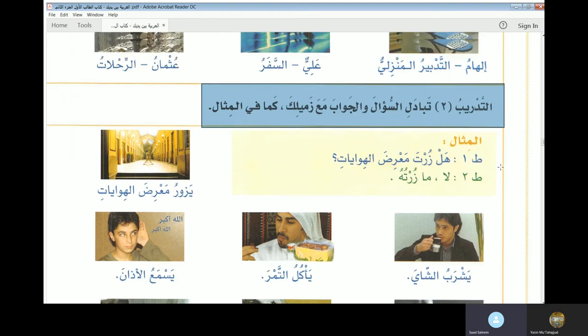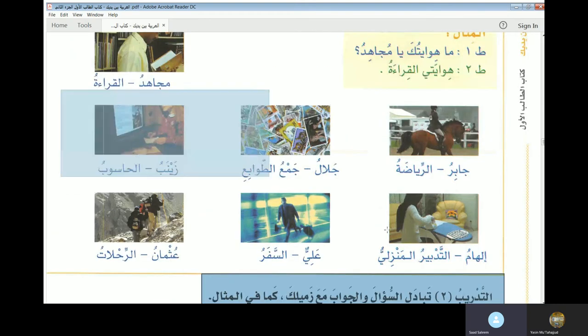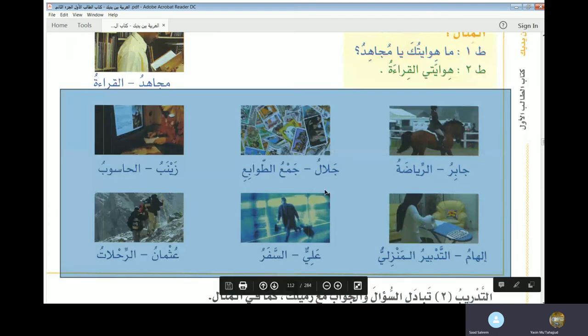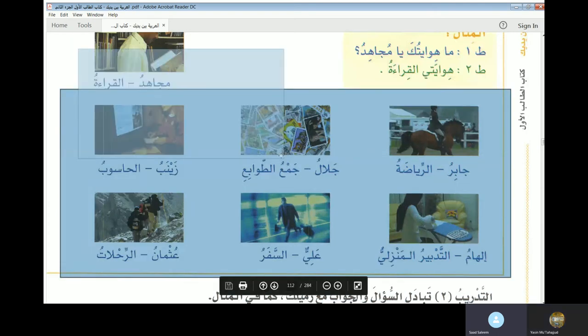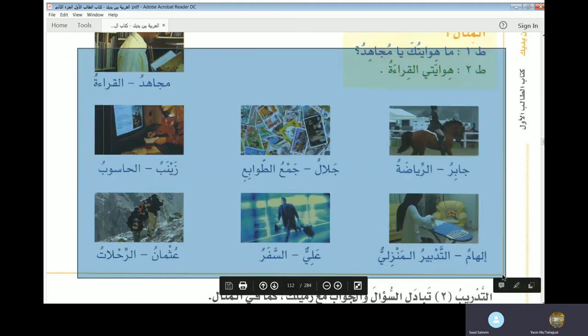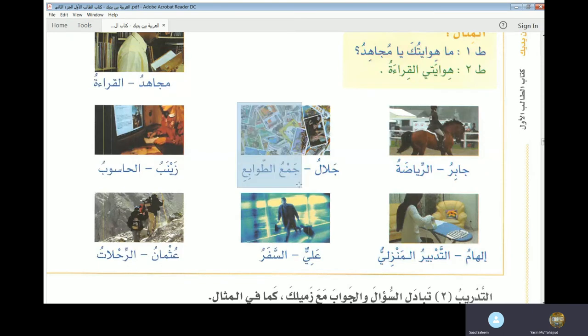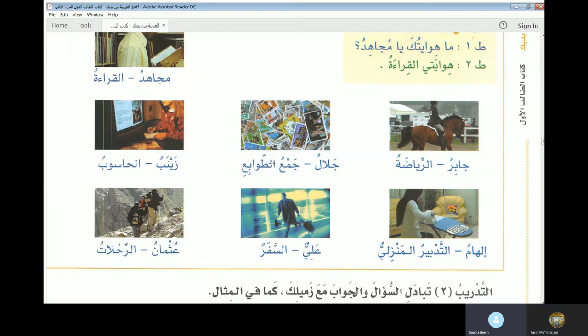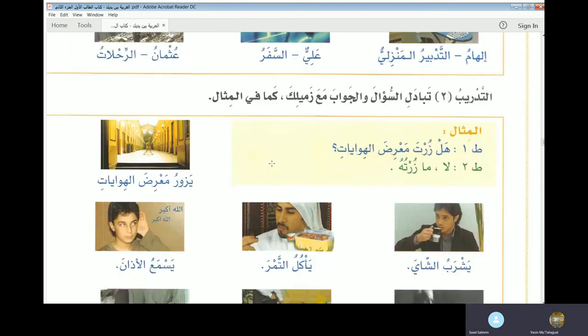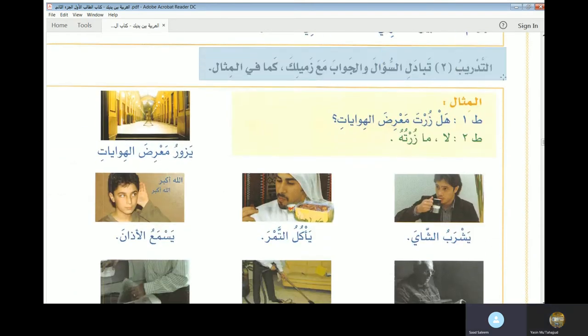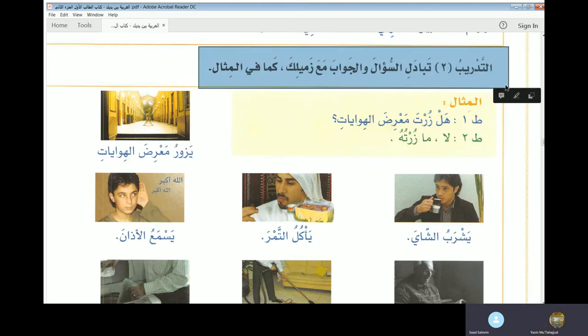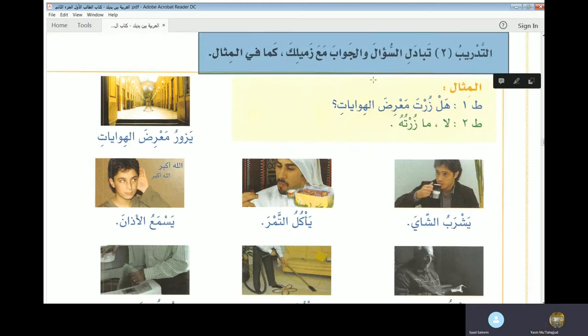Understand the whole question? Is there any word that you don't understand? Can you say that again? Did you understand the whole question? The one about this, I think I'm not sure. That's stamp collection, jam'u tawabi'. Yes. Okay, stamp. Jam'u tawabi', stamp collection. Okay. Yeah, collecting stamps. Okay. That's Tadrib Thani. Yes, Tadrib Thani.